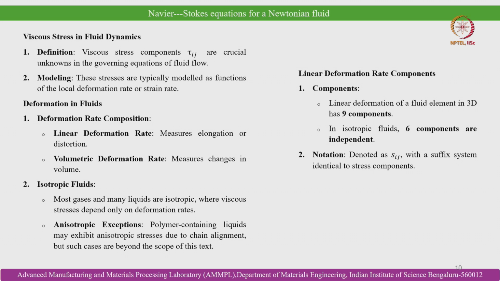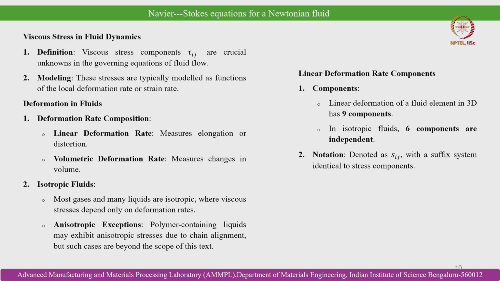Then the deformation in a fluid has a rate composition. The linear deformation rate measures elongation or distortion, and the volumetric deformation rate measures changes in volume. Most gases and many liquids are isotropic, where viscous stresses depend only on deformation rates. Polymer-containing liquids may exhibit anisotropic stresses due to chain alignment, but such cases are beyond this course, so we will not be discussing them here.